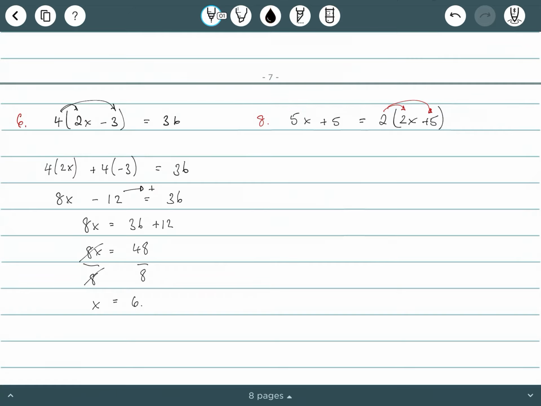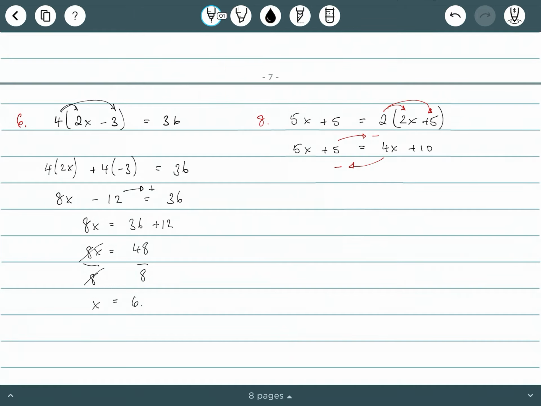So the left-hand side of the equation, 5x plus 5, can remain as it is. 2 by 2x is 4x, and 2 by positive 5 is 10. Now, move the x's to the left-hand side. Bring that 4x across the line, it's going to become a minus. Bring that plus 5 across the line, it's going to become a minus.